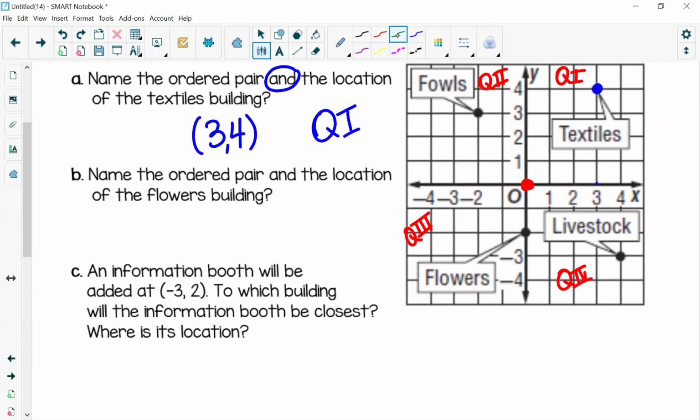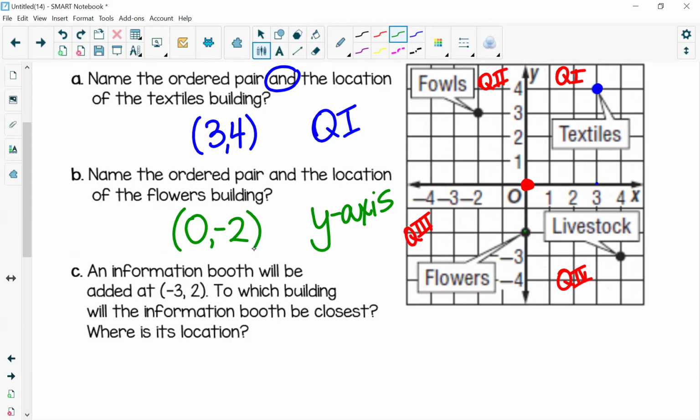So now it says name the ordered pair and the location of the flowers building right here. So it's on the y-axis. It's right there. And let's see, I'm not going left or I'm not going right. I'm staying right there. So I have a 0 and I'm falling down 1, 2, negative 2.